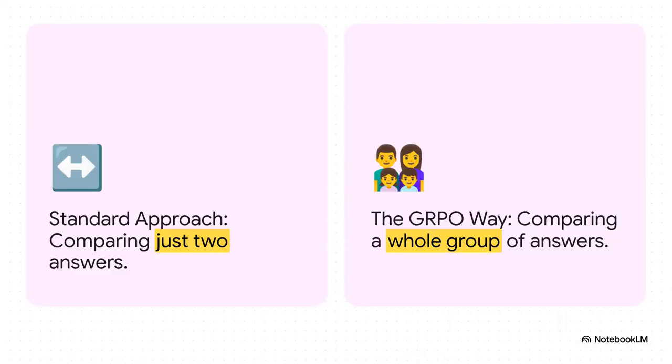And here's the core difference in a nutshell. Most standard methods, they just compare two options. Is A better than B? But GRPO, it does something totally different. It shows the model a whole crowd of possible answers and helps it learn the subtle preferences across that entire group. It's basically about teaching the AI to learn from the wisdom of the crowd.